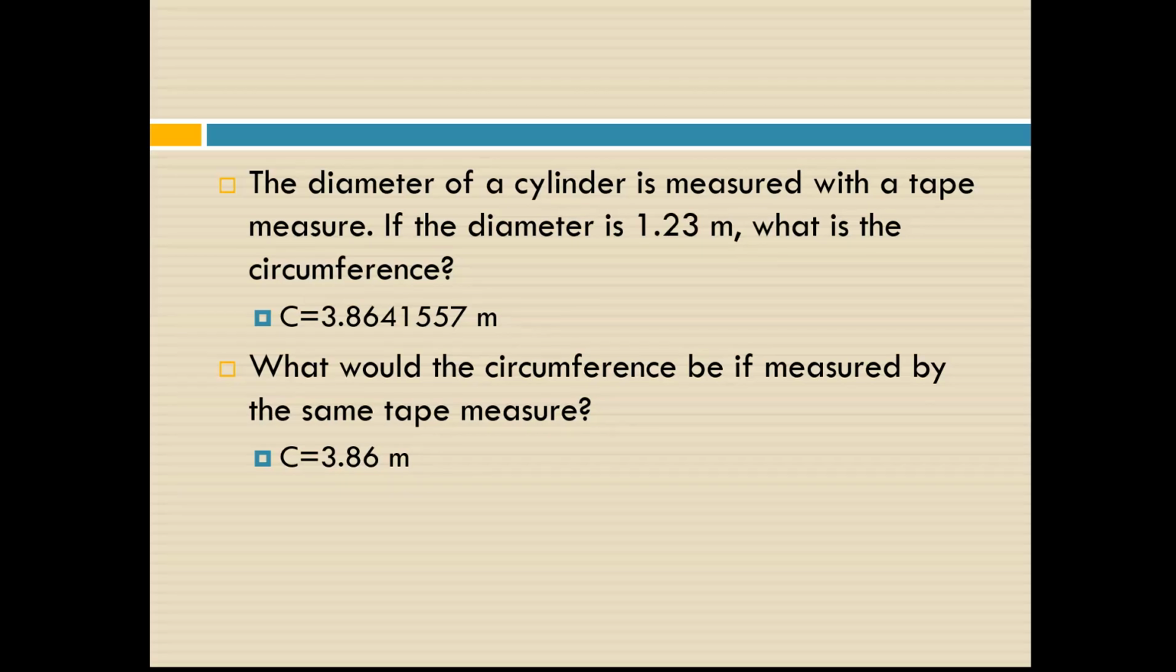Okay, outstanding. So the circumference is 3.86 meters. What do all these digits afterwards, the 41557, mean? Are they useful? No, they're not. In fact, is my measurement going to be exactly 3.86? No. When I make the measurement, it's probably going to be off a little bit. And that's where we get into the concepts of precision and accuracy.